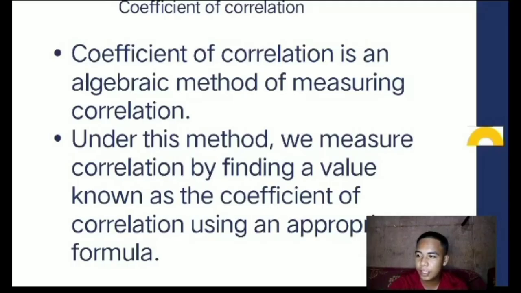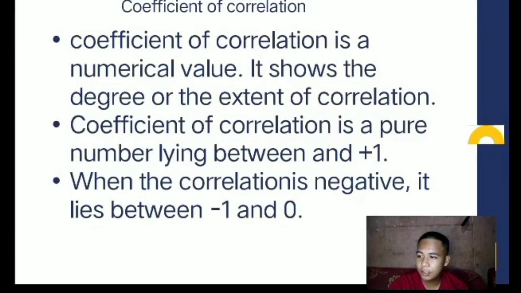Coefficient of correlation is an algebraic method of measuring correlation. Under this method, we measure correlation by finding a value known as the coefficient of correlation using an appropriate formula. Coefficient of correlation is a numerical value. It shows the degree or the extent of correlation.